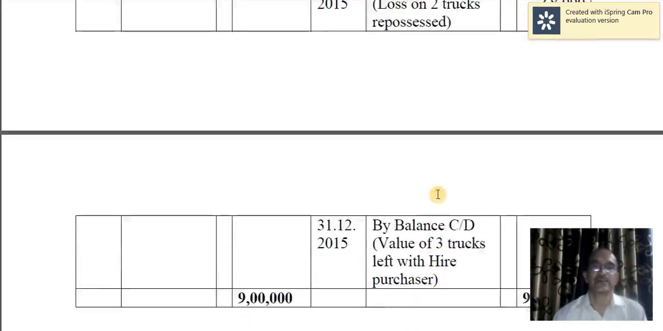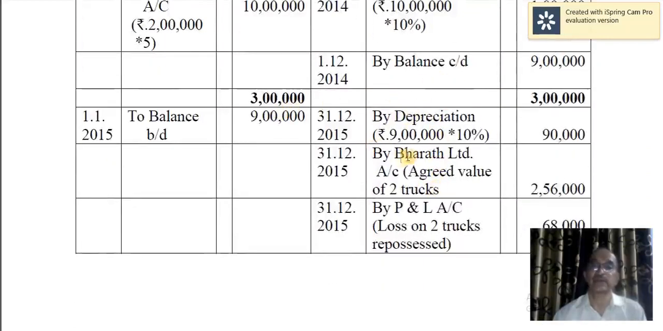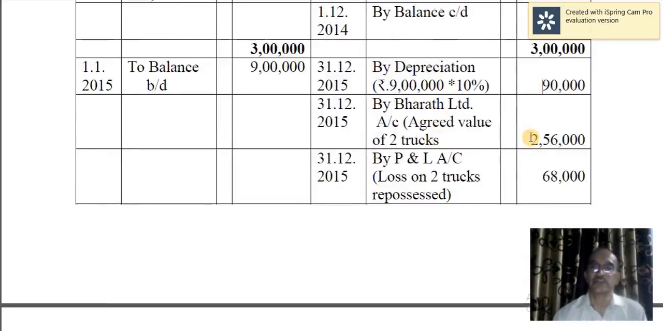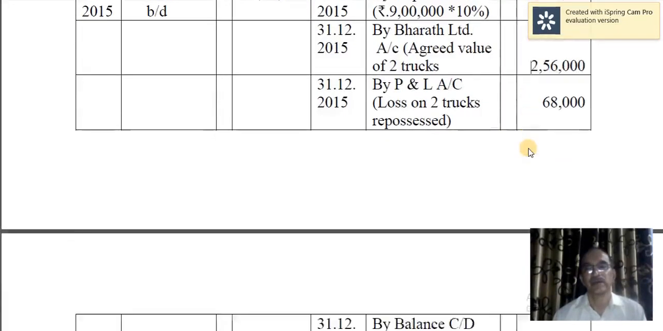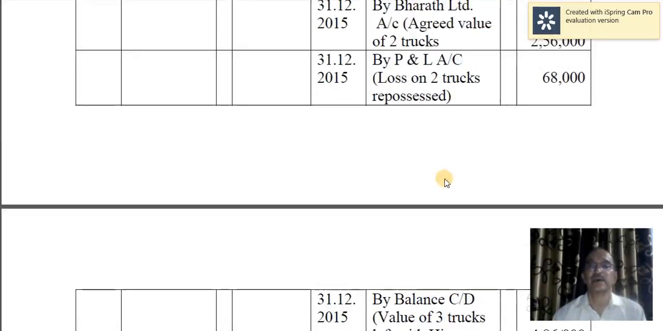Now let us look into the trucks account for the second year. Already first year transactions we have looked into, and we have also calculated depreciation here. Now agreed value of 2 trucks, that should be credited to trucks account. So 2,56,000, working note number 1. Then value of 3 trucks left with us at normal rate of depreciation, 4,86,000. As a result, balancing figure is 68,000. That is nothing but loss on repossession of 2 trucks.